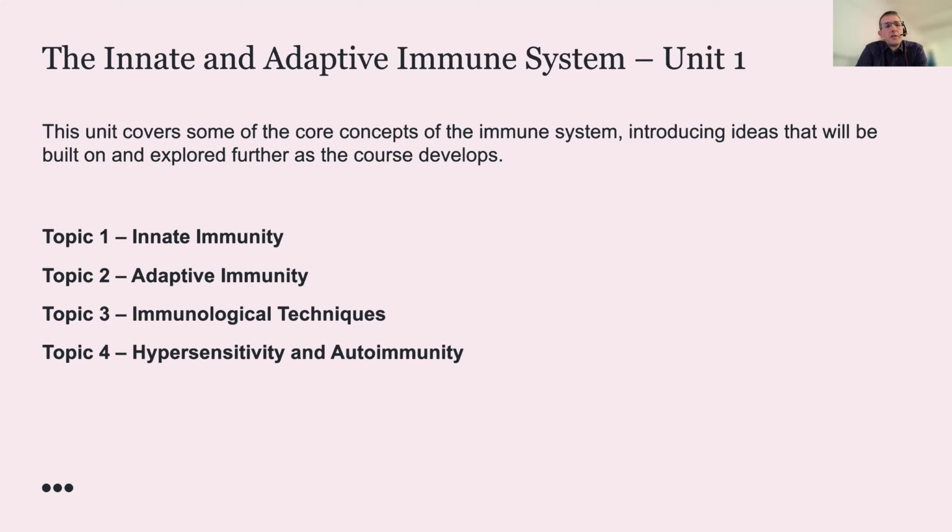And then we end the first unit by looking in a little bit more detail at two processes called hypersensitivity and autoimmunity, which allow us to start explaining how sometimes the immune system can be problematic, and processes that are meant to be protective might go wrong, and they might then cause responses to occur that lead to some sort of disease.